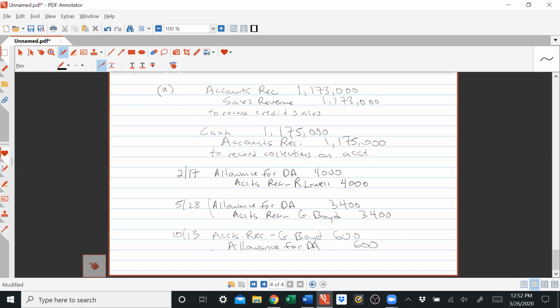And then the other journal entry is to record the cash. So debit cash, $600, because they gave us 600. And then credit accounts receivable, G. Boyd. I think I put the dash in a different spot. Fine. I've already done that. So these are the 2 journal entries, this one and this one. All right.